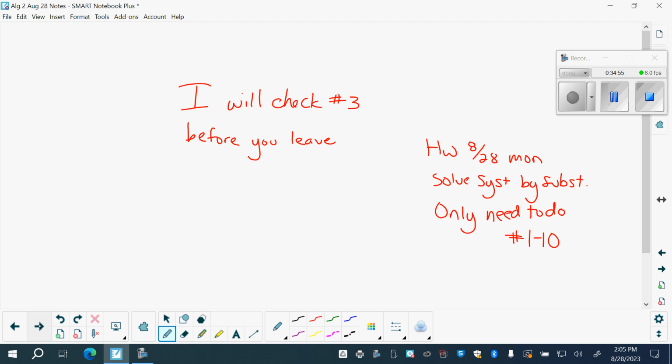Staff members see them and I'm coming around and checking your number 3, so you can either do that during the period or stay after class and do it during your passing period. I want to see number 3 before you go.